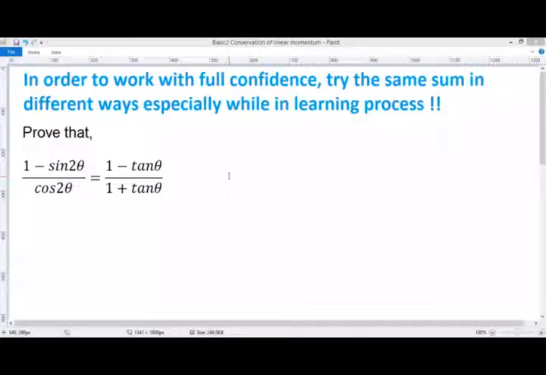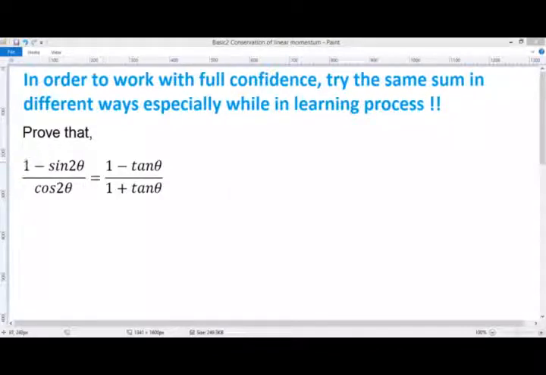Alright, so my suggestion, especially in practice mode, is that it is a good idea to do the same problem in different ways so that we can fully understand the extent of its solution. So let's share the screen.